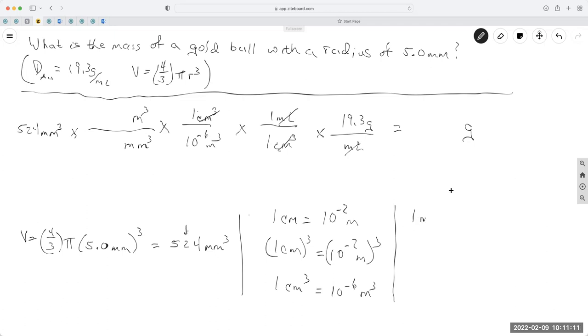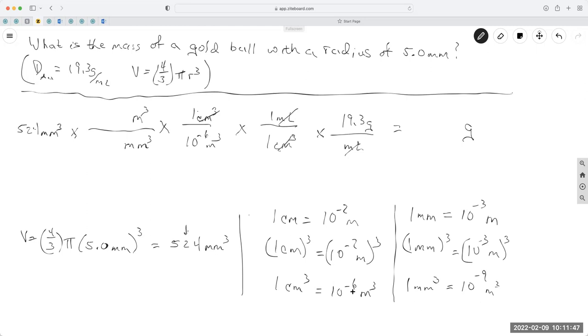1 millimeter is 10 to the minus 3rd meters. We want it cubed. So the same idea as over here, 1 millimeter cubed is 10 to the minus 3, cubed. I'm putting in every step, okay? Cubed, that means 1 millimeter cubed, because 1 cubed is 1, is 10 to the minus 9th meters cubed.